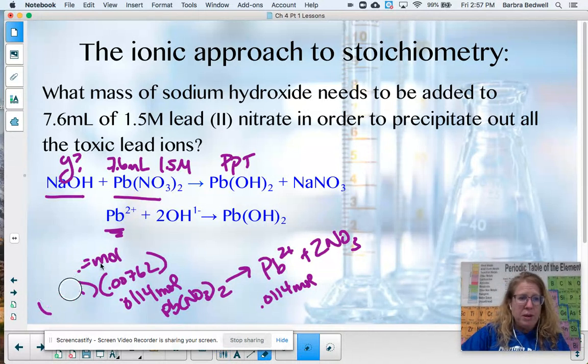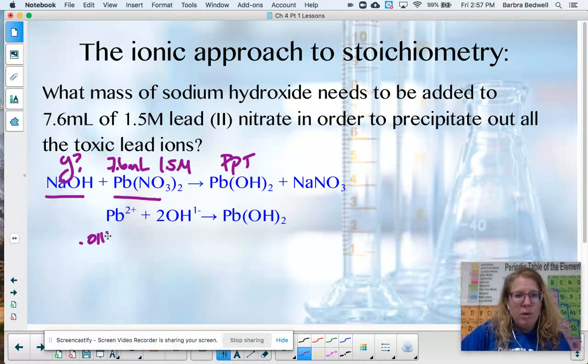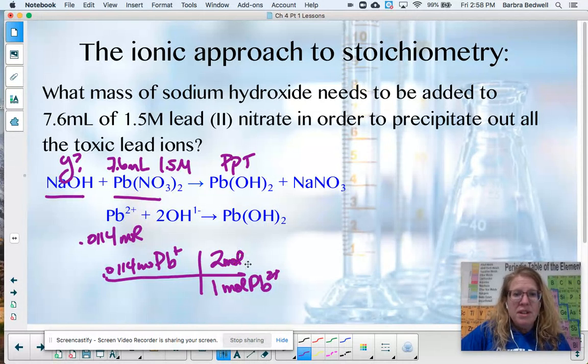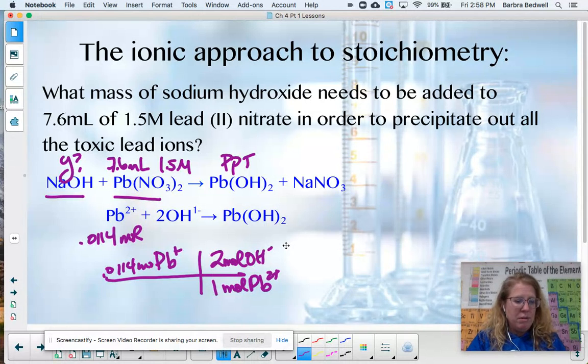So what else do I know now? I'm just going to copy my value down here, 0.0114 moles. Well, how much hydroxide do I need? It reacts in a 1-to-2 ratio. So if I've got 0.0114 moles of lead ion, I'm going to need 1 mole of Pb to 2 moles of OH. It's a 2-to-1. You can just multiply by 2, which means, I know, why am I doing this in the calculator?